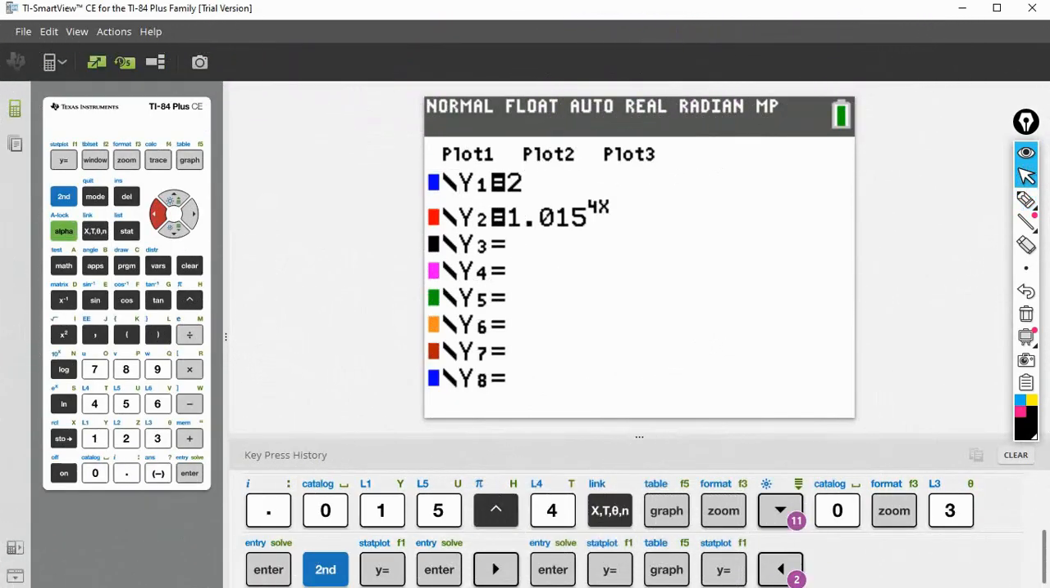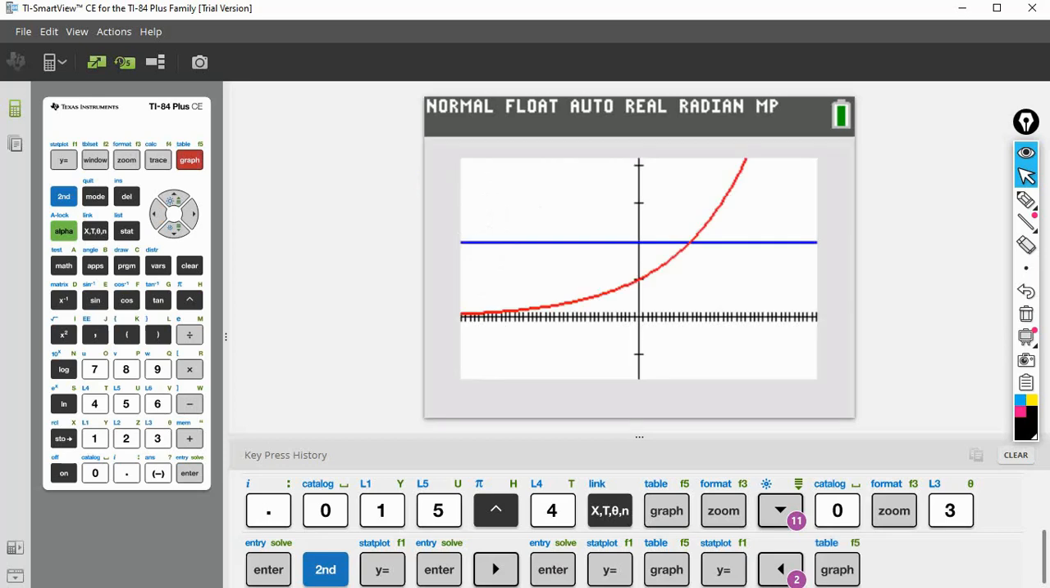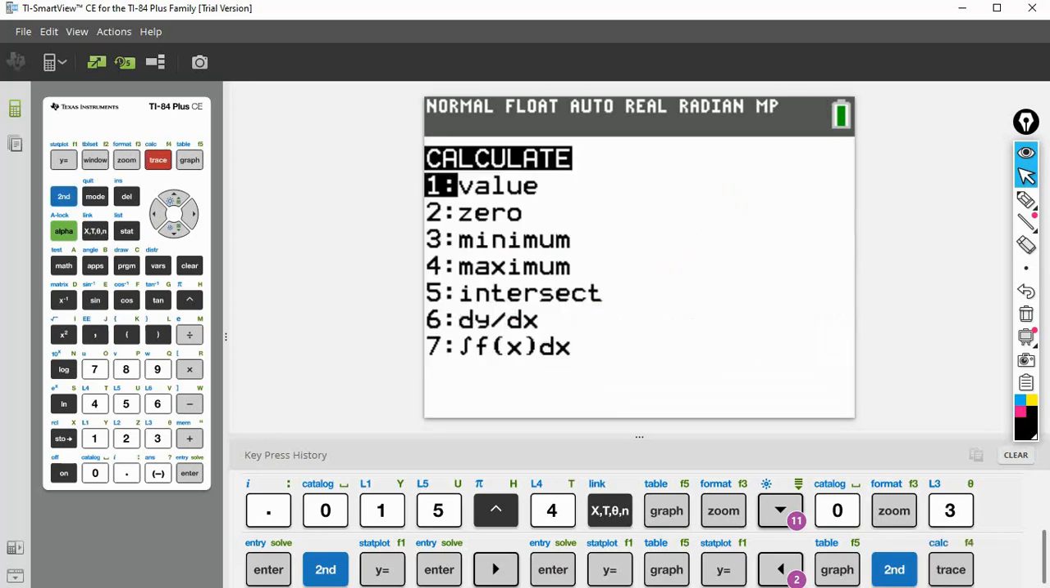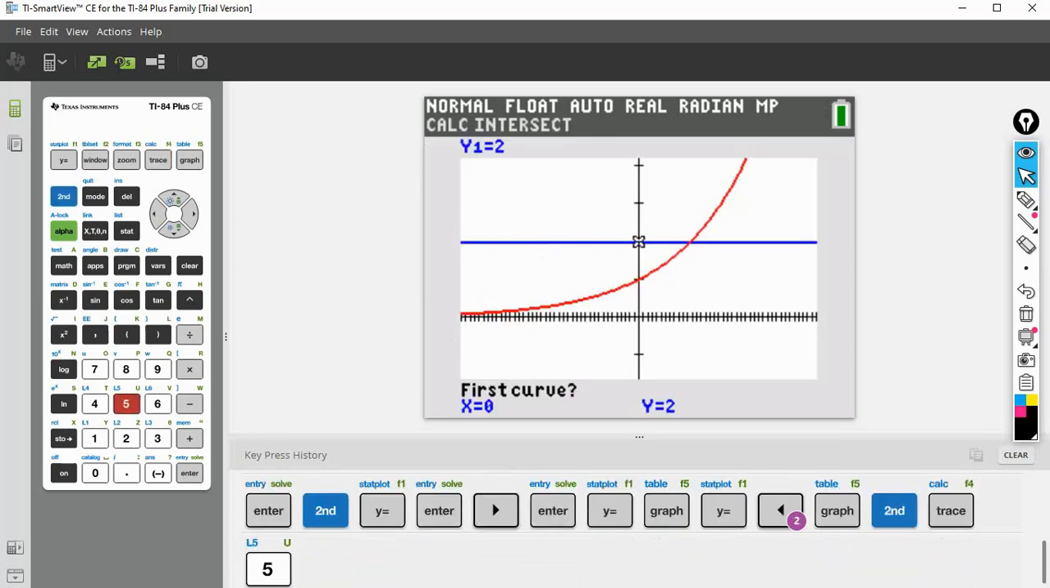So here we are with the GDC, and notice that we have plugged in the functions that we just mentioned, y equals 2, and the second one would be y equals 1.015 to the power of 4x. So let's graph that, and there we can see that they have an intersect. So let's just calculate that. We go to second, calculate, and then intersect, option 5, and it's going to say first curve, yes, second curve, yes, hit enter, and there it is.